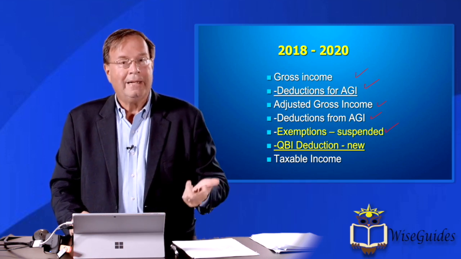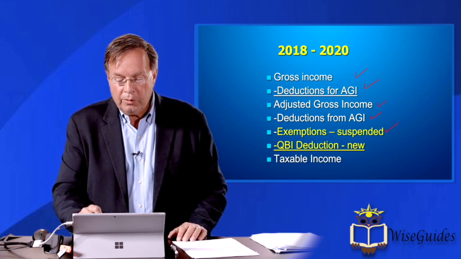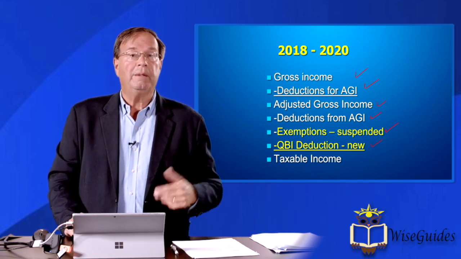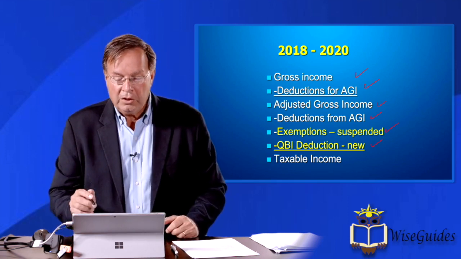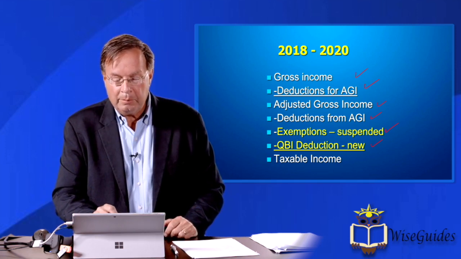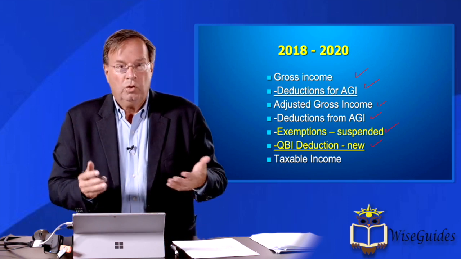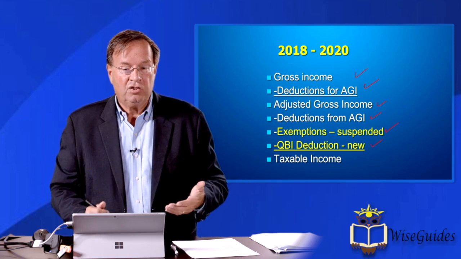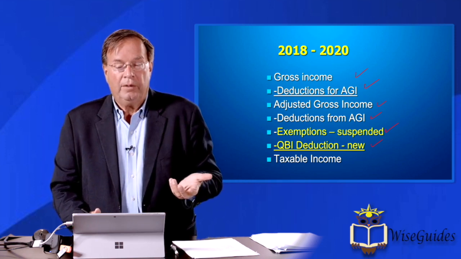So they're going to come back in at some point in time unless Congress changes the rule. And they also added this new thing called the QBI deduction, the Qualified Business Income Deduction. And that brought us to taxable income. But what we saw is that when these exemptions got suspended, something had to happen. In other words, we're losing deductions that if I had a child, I got a deduction of, say, I'm just going to say $4,000. We don't get that $4,000.